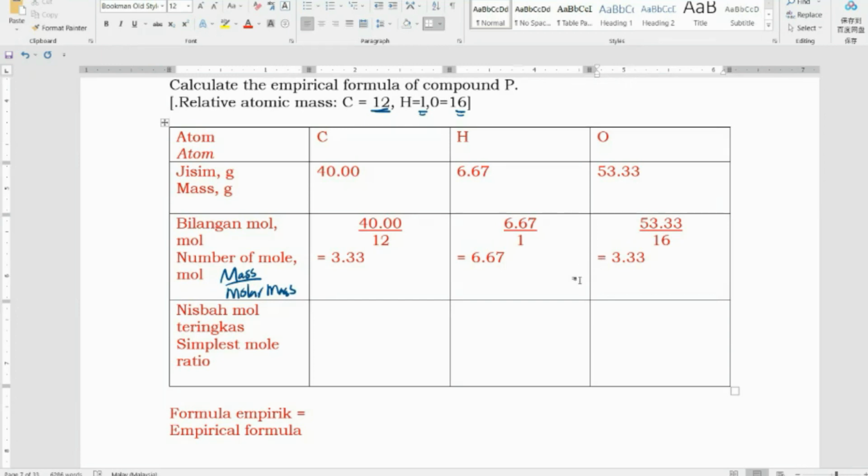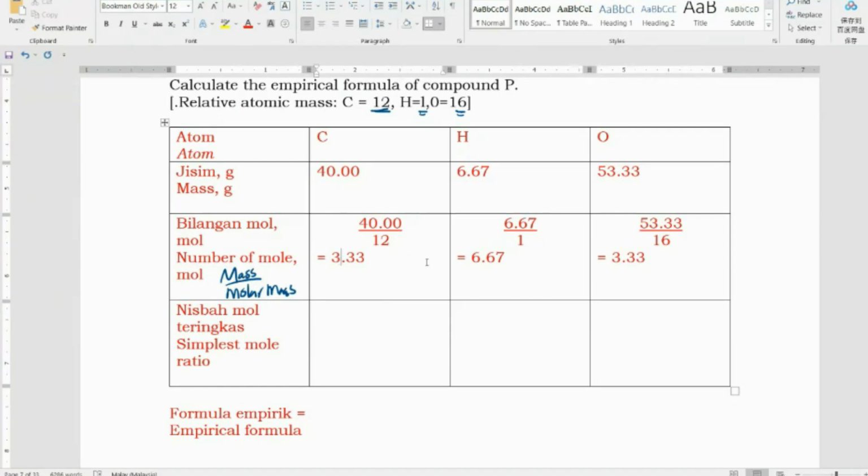Okay, multiple is times, right? Multiply or divide? Divide. Okay, good. So divide by the smallest number, correct.